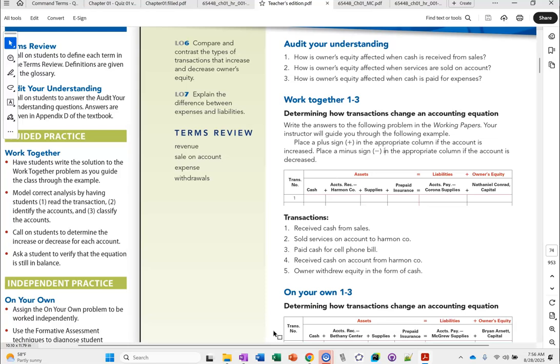Okay. Number 2, sold services on account to Harmon Company. Who wants to? Ben? Plus a Harmon Company. Correct.